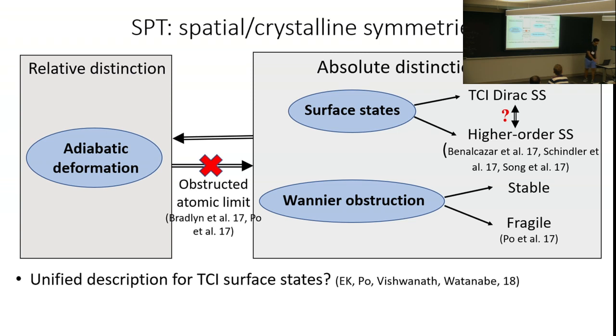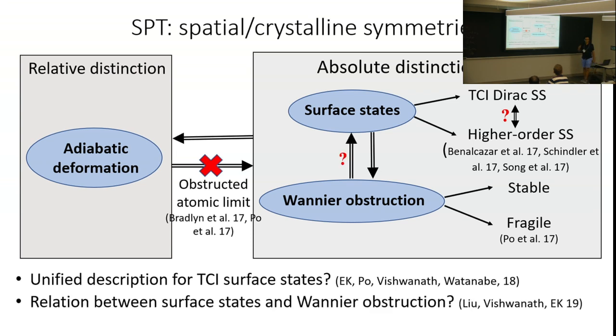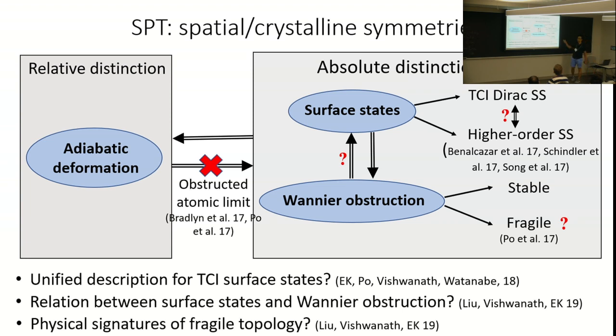And one subtlety here is that the distinction to the left is a relative distinction. It only tells you that phase A and phase B are distinct without telling you which one is topological, while the distinctions here can be thought of in an absolute sense. So if I give you a phase, you can tell me whether you can find localized orbitals, Wannier orbitals, or not. But once we fix the zero of the relative distinction, for example, to be the phase which has a Wannier representation, we can establish an equivalence between these three, modulo some caveats. So if something is topologically non-trivial, which means it cannot be deformed to an atomic insulator, we know that it also has surface states and a Wannier obstruction.